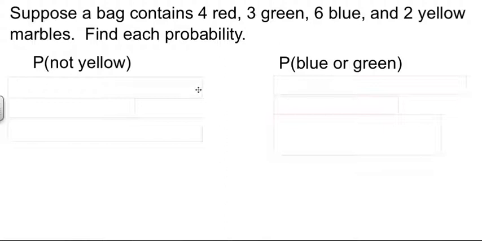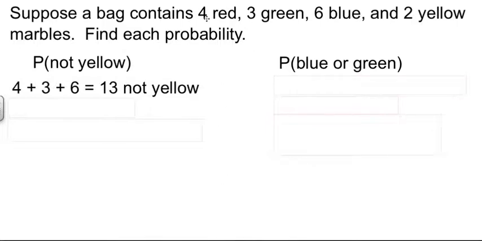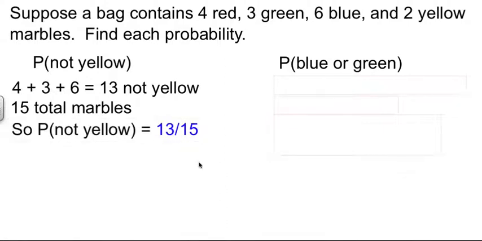Well, I need to know how many not yellow marbles there are. All of the reds, greens, and blues are not yellow, so there's 13 not yellow marbles. There are 15 total marbles in the bag, so the probability of not getting yellow would be 13 out of 15. I left it as a fraction. If you want to convert it to a decimal, knock yourself out. Not literally, please. Paperwork's a nightmare. It'll be somewhere around 0.91.